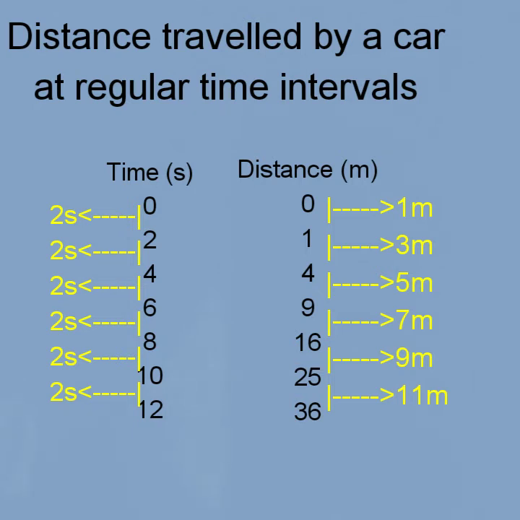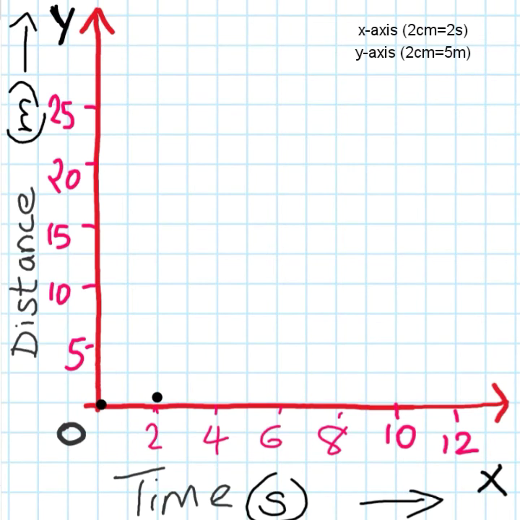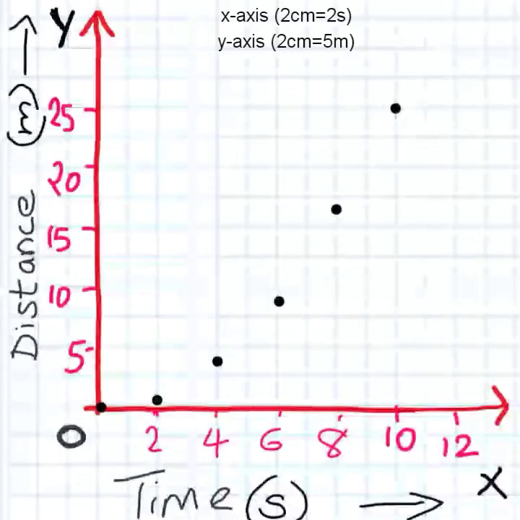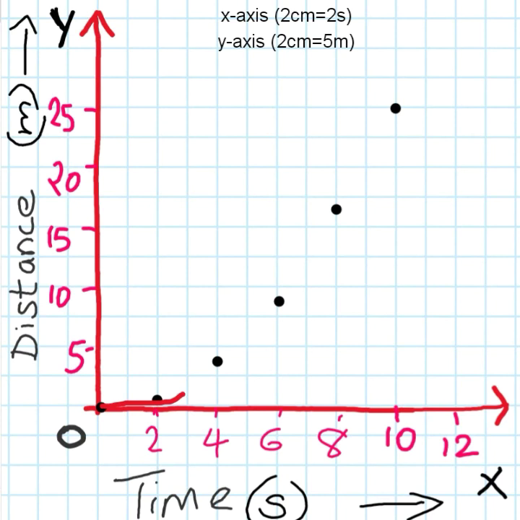We can represent such type of motion in a distance time graph. Along the x-axis, we take the time and along the y-axis, we take the distance. Here also, we choose a convenient scale. Along x-axis, 2 cm equals 2 seconds and along y-axis 2 cm equals 5 meter. And then mark the points of the observations. We get a curved line here. If an object has a non-uniform motion, the distance time graph shows a curved line.